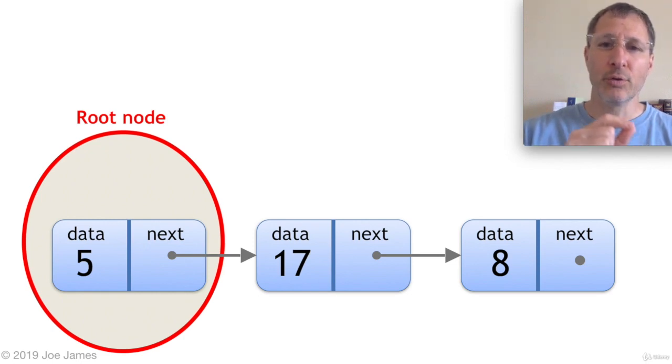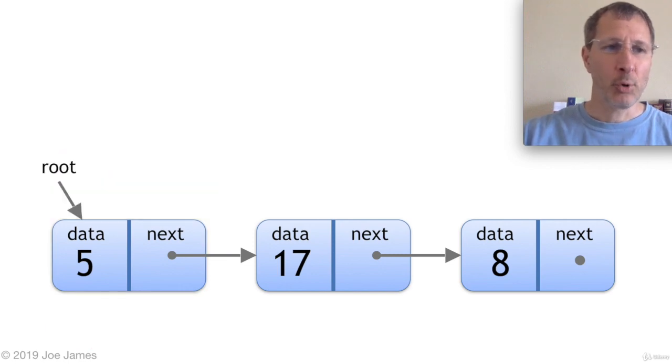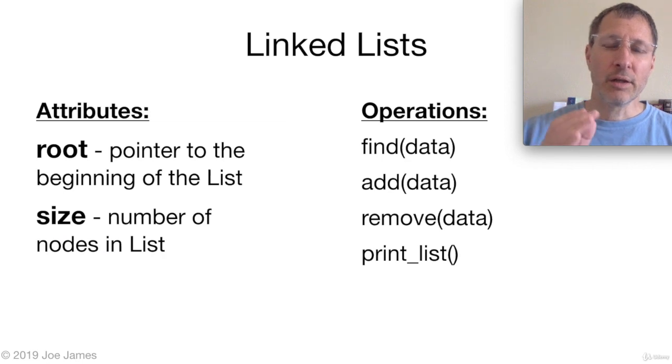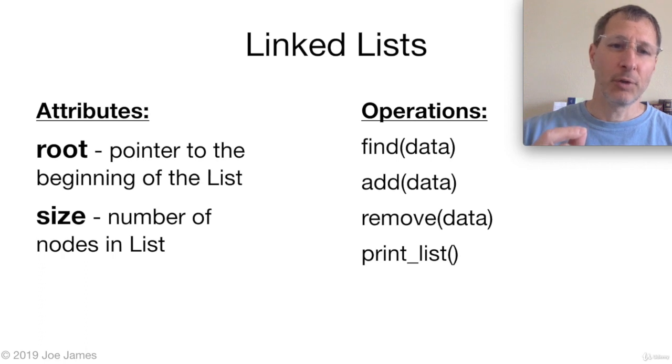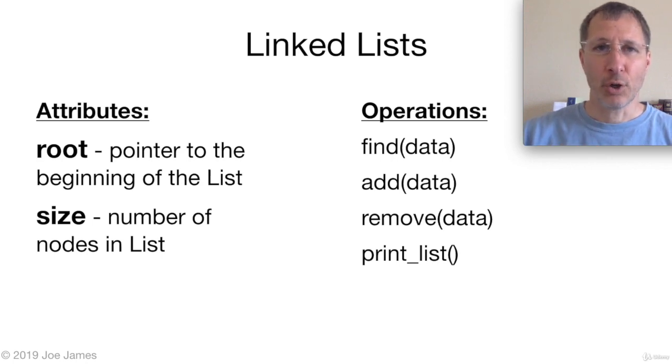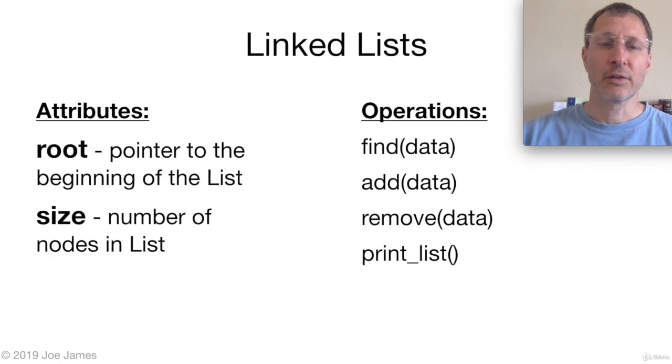So we need a pointer to point to the starting point for the list, and this is what we call the root. So we have a pointer to the root, and the operations that we need for each linked list: we need to be able to find data, we need to be able to add a piece of data, we need to be able to remove a piece of data from the linked list, and we need to be able to print the list somehow. So we're going to see how each of these operations works, and then we're going to see how to code it in Python. Now the attributes for a linked list: you have a pointer to that root node, and then we're also going to track the size of the linked list, so at any given time you could find out how many nodes are in the list.